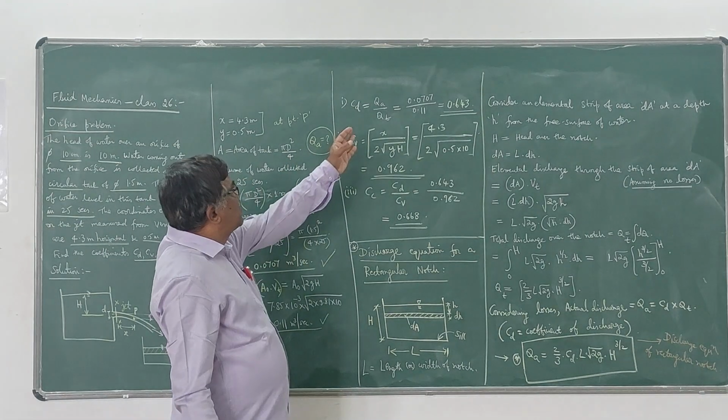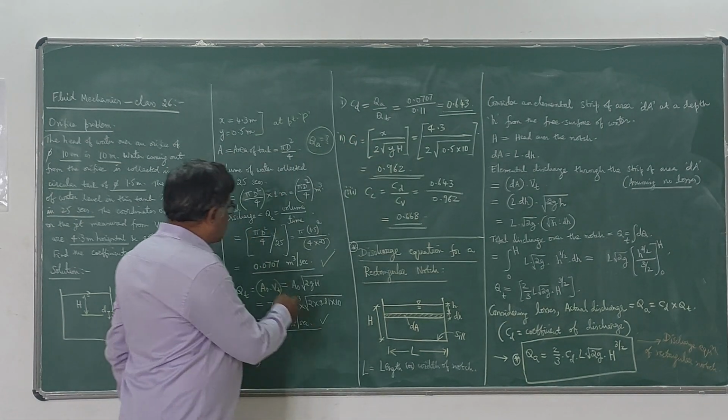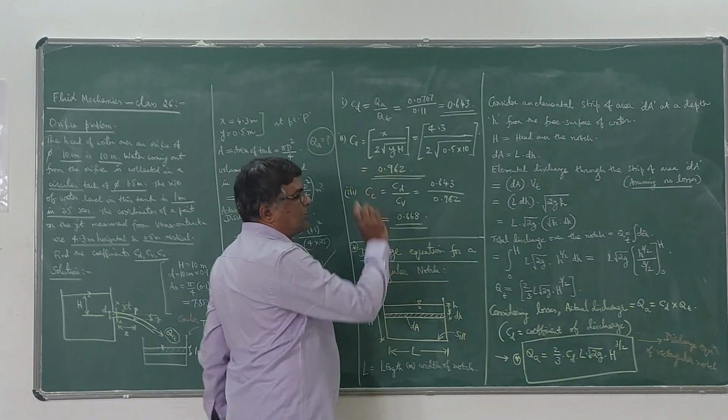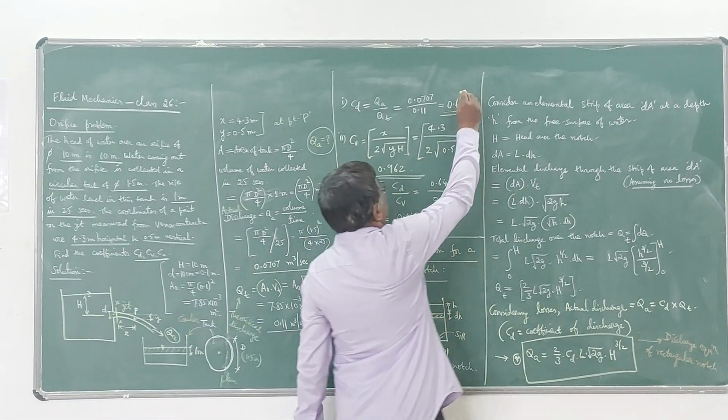So now you can find out the values of the hydraulic coefficients by using the respective formulae. CD is Q actual divided by Q theoretical. Q actual is 0.0707, Q theoretical is 0.11. So take the ratio, you get 0.643. So this is the value of CD.